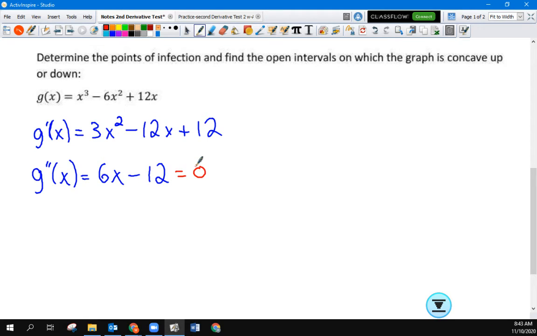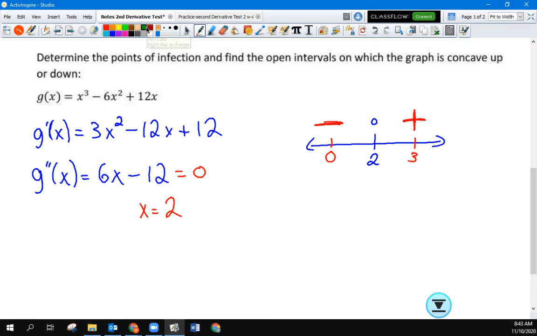Set it equal to 0. That means x is 2. So that's our possible point of inflection. So again, to figure out if it's a point of inflection or not, we set up our number line, do the exact same thing we did on the last one. So I'm going to plug in 0. When I plug in 0, I get negative 12. So on this side, my second derivative is negative. Then plug in 3. When I plug in 3, I get positive. So on this side, my second derivative is positive.